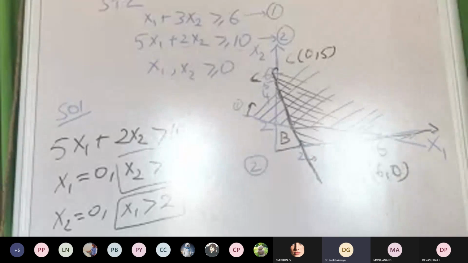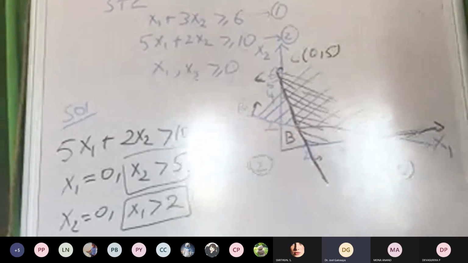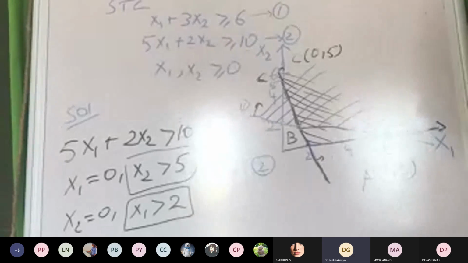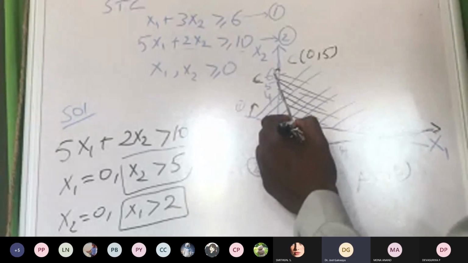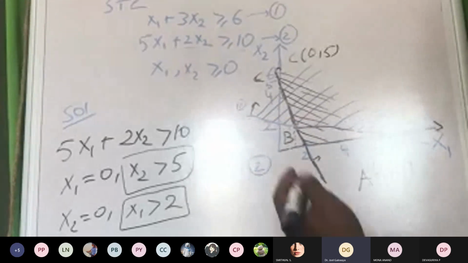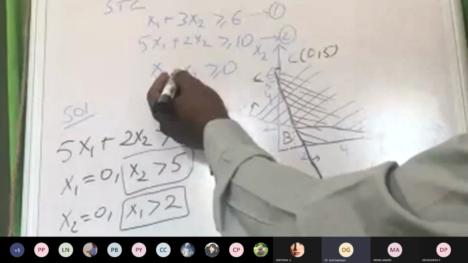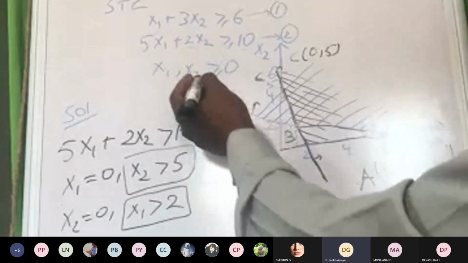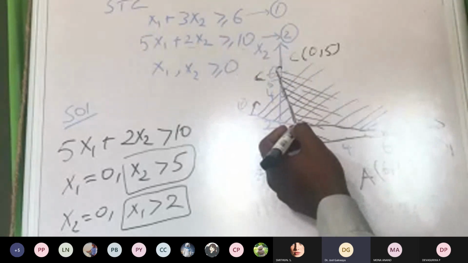Now, as you can see, we want to find this point B. If you have your graph sheet or graph paper, you can locate and find the value of this one, and you find where it is falling. Or else, if you don't have one, you can solve these two equations, and then you come to conclude what point this is.